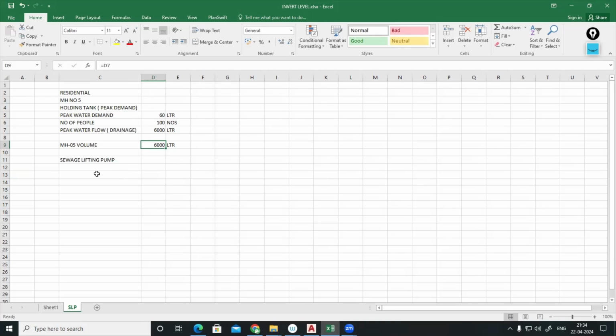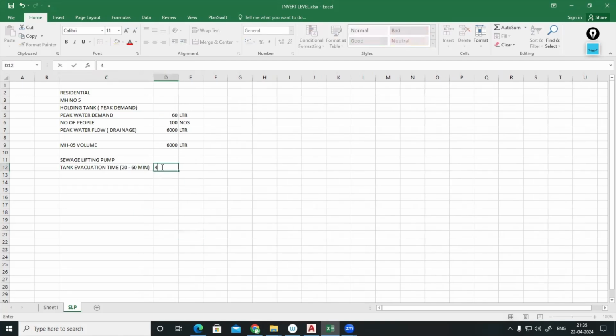Okay. Anyhow, manhole number 5 will be filling this 6,000 liters of peak water demand, which might be in the morning time. People might be consuming this water within 60 minutes. So that's why tank evacuation time, or wastewater removal time from the tank, you can consider 20 to 60 minutes, the same as the transfer pump flow rate. As an average, you can consider 40 minutes. Then the pump flow rate will be based on this value.